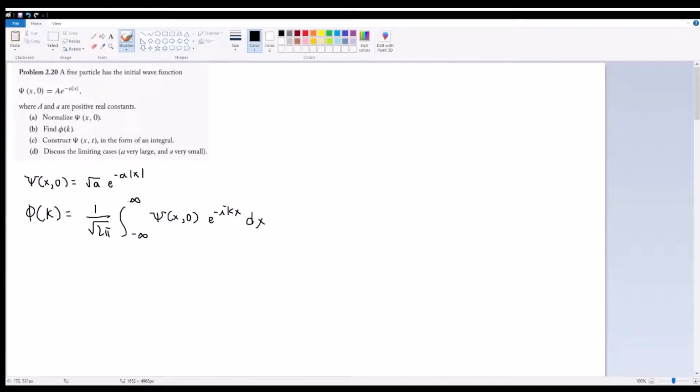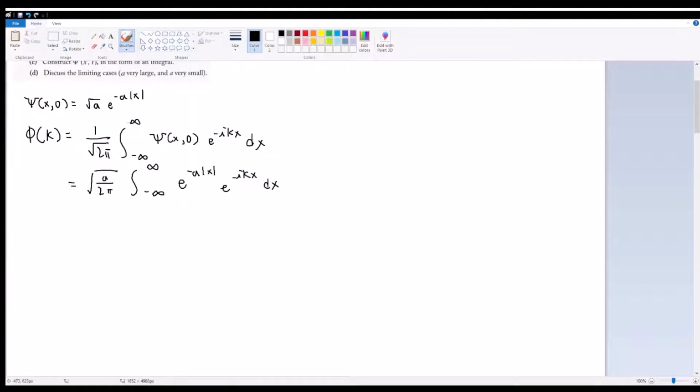We just plug this in, and this is going to give us square root of a over 2 pi times the integral from negative infinity to infinity of e to the negative a magnitude x, e to the negative ikx dx. From here, we can split this integral into positive and negative x integrals because we have this absolute value sign that we have to get rid of here. So this can be written as a over 2 pi, and then we're multiplying by two integrals. First off, the integral from negative infinity to 0.